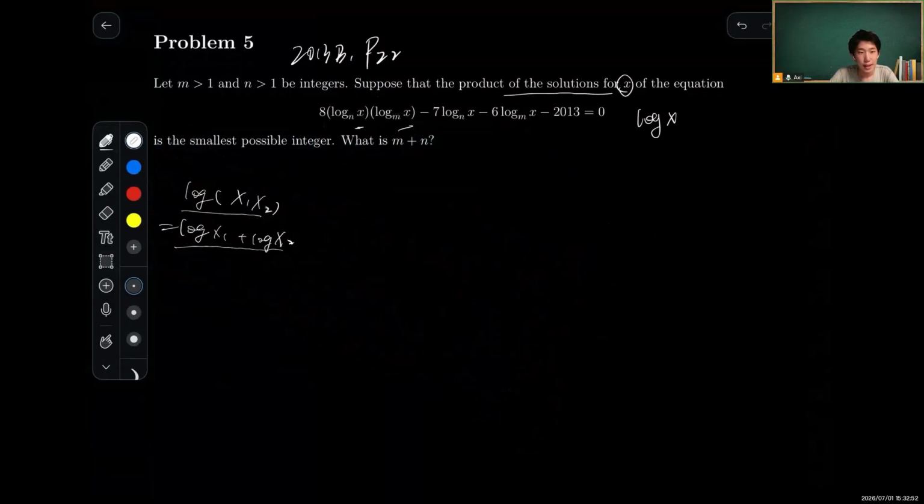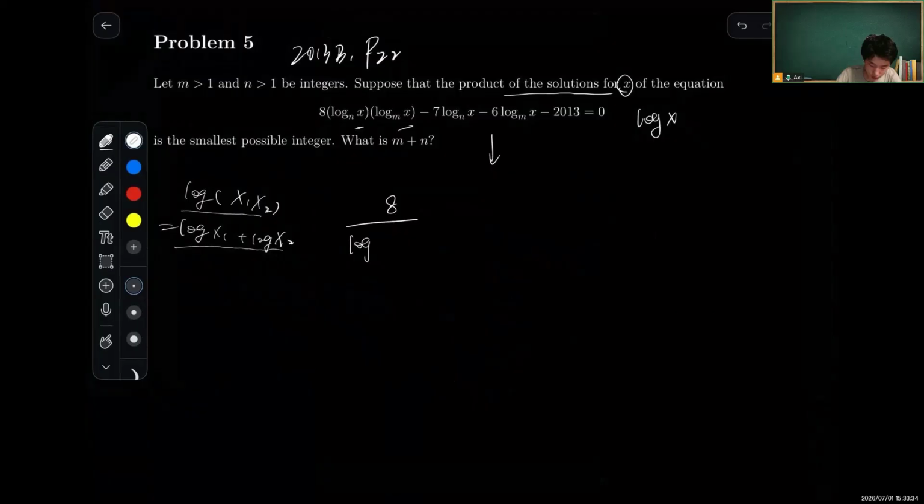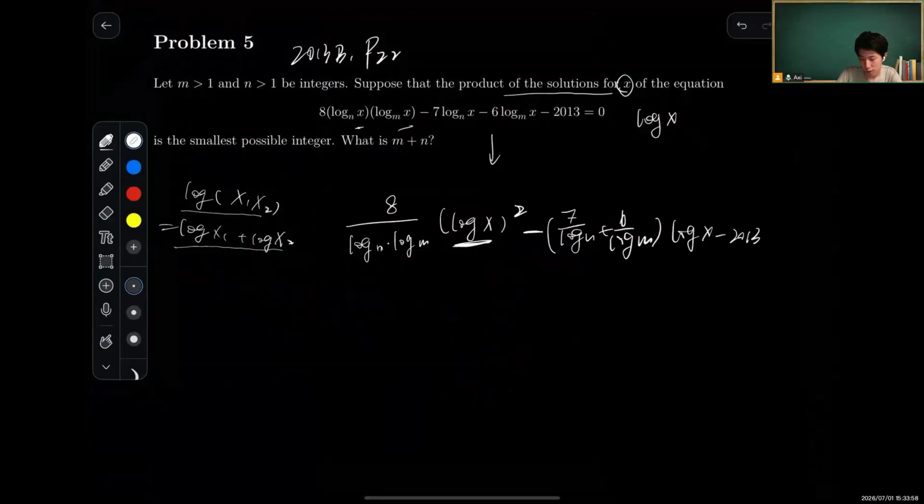So the problem is asking for m and n, and the product must be an integer and the smallest possible one. Let's not worry about this constraint first. It is not clear whether we can guess that the answer is a set value like 1 or 2, but rather, let's first try to solve this. Let's just not worry too much and just solve this thing. Applying change of base, we can rewrite the equation as 8 over log n times (log x) squared, because this is the target variable that we're really trying to solve, minus 7 over log n plus 6 over log n multiplied by log x, minus 2013 is equal to 0.